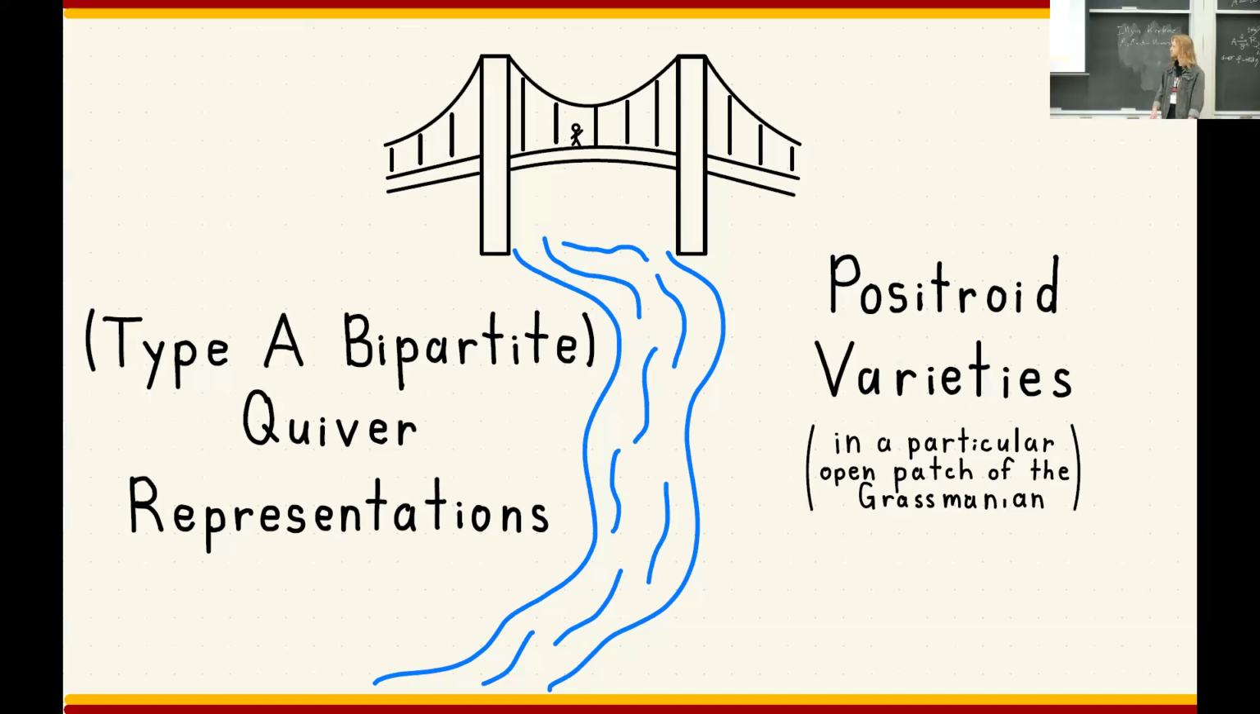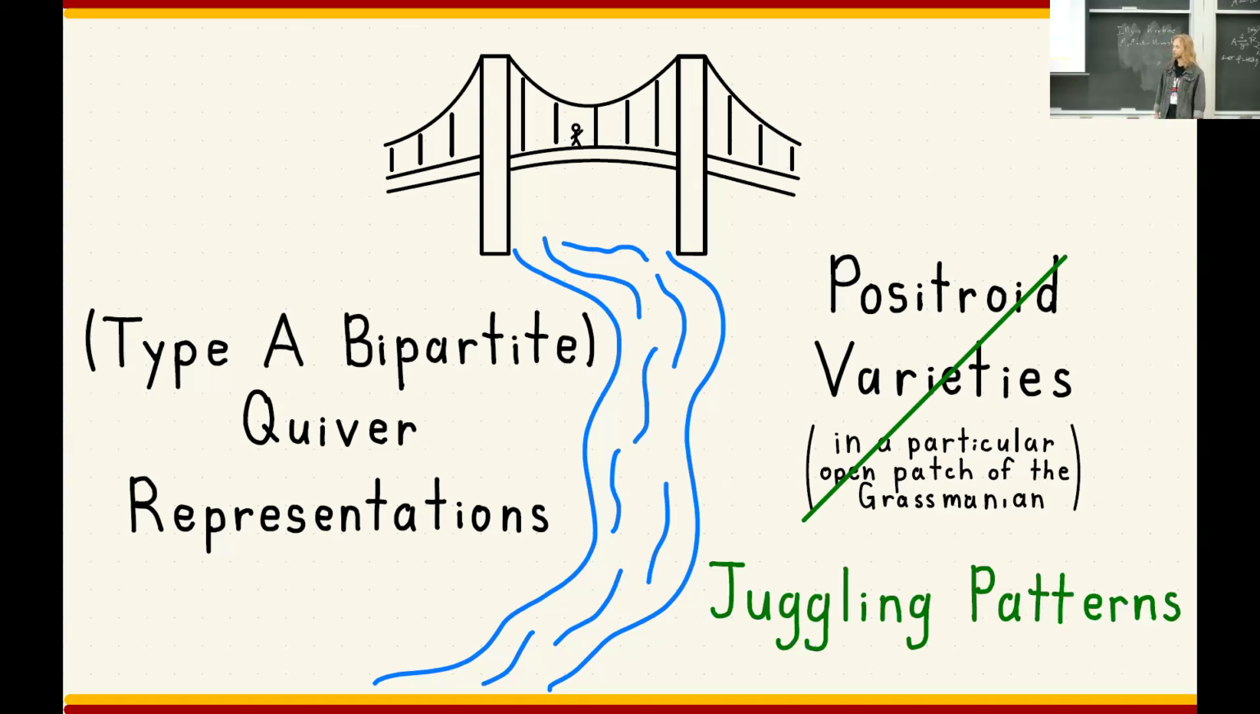For my intents and purposes, if you want to talk about positroid varieties, it's enough to talk about bounded affine permutations. And really, these are something called juggling patterns, and juggling patterns sound way cooler anyways. So that's what we're going to be connecting to today. Awesome. So now that we've met our characters, let's get to know them a bit better. And we'll start with the quiver representations.